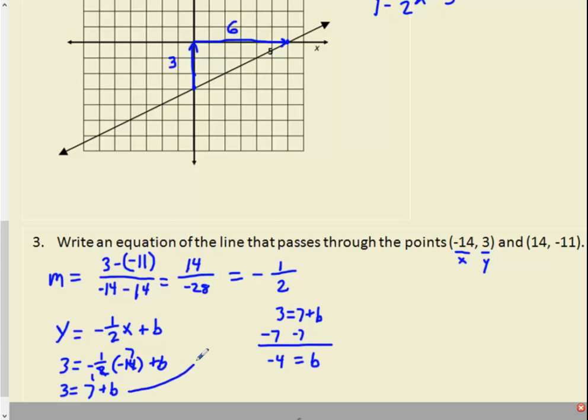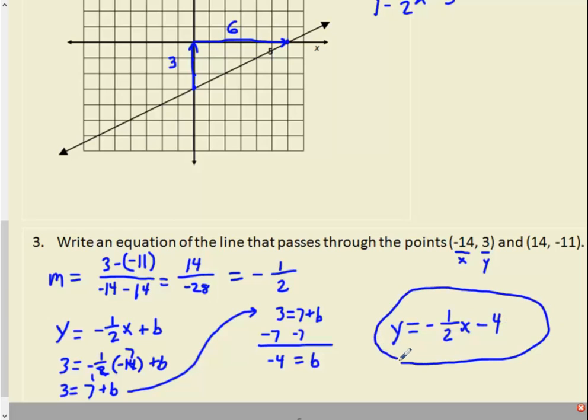So I just rewrote this up here. So now we have the value of m and the value of b. We can write our equation. y equals m, which is negative 1/2, x plus b. b is negative 4, so I'm going to say minus 4. y equals negative 1/2 x minus 4.